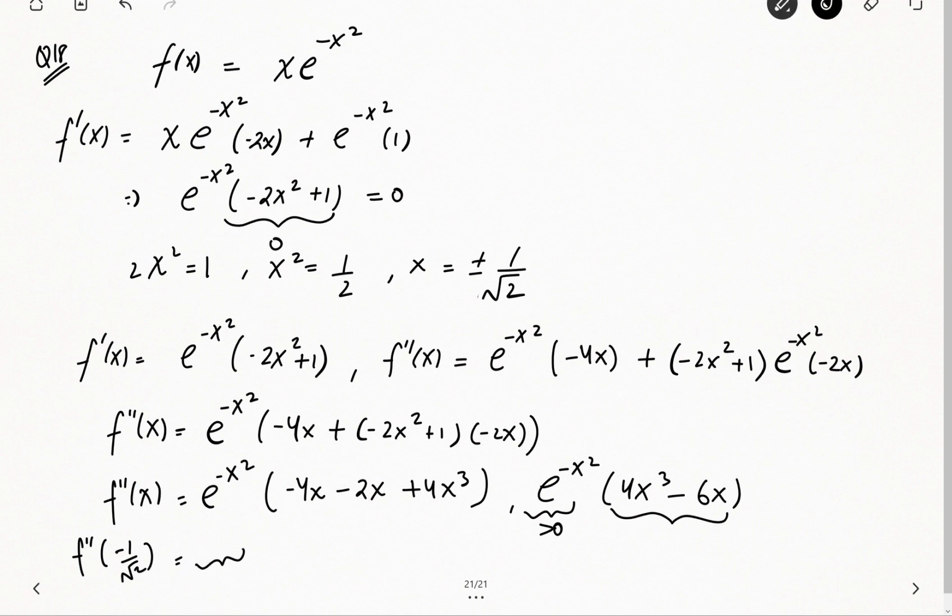So I'm just going to say it's something positive, times, when you have 4x cubed, you get 4 over negative 2 square root of 2, minus 6 over negative root 2, so it's going to become plus of this. So in this clear case, you can see the positive value is bigger than the negative, so this is going to end up positive, which means the function is concaving up, which tells you that x equals negative 1 over square root of 2 is a minimum.